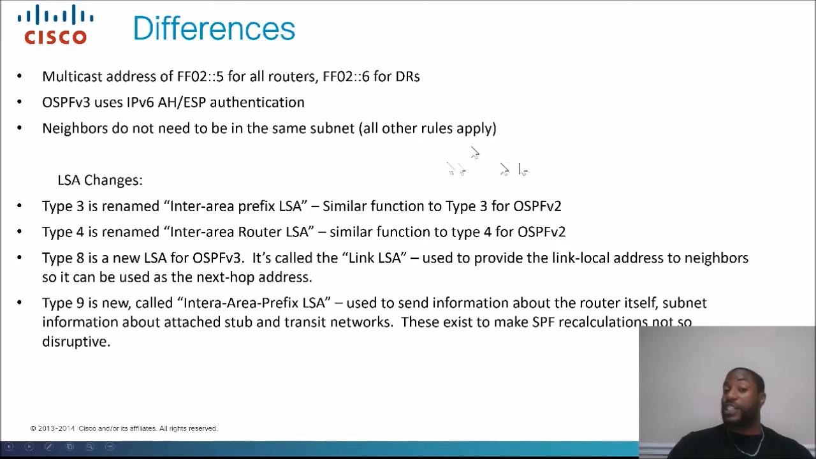So it's the same function as type 3. They just changed the name, really. Type 4s are called Inter-Area Router LSA. Very similar, but router. So 3 is prefix, 4 is Inter-Area Router. Right? It's the same function as type 4s for OSPF version 2. What's that? That's for IPv4. And then type 8 is a new LSA. So just to make it even more confusing, type 8 is for OSPFv3. It's called the Link LSA. It's used to provide the link-local address to neighbors so it can be used as the next hop address.